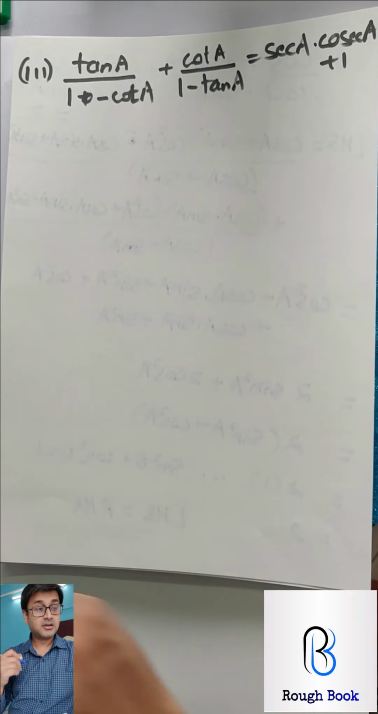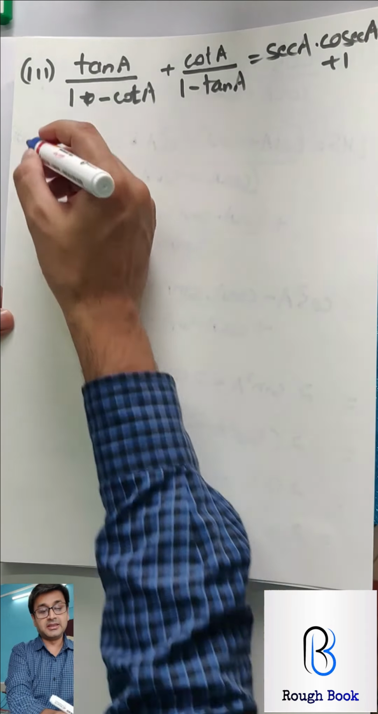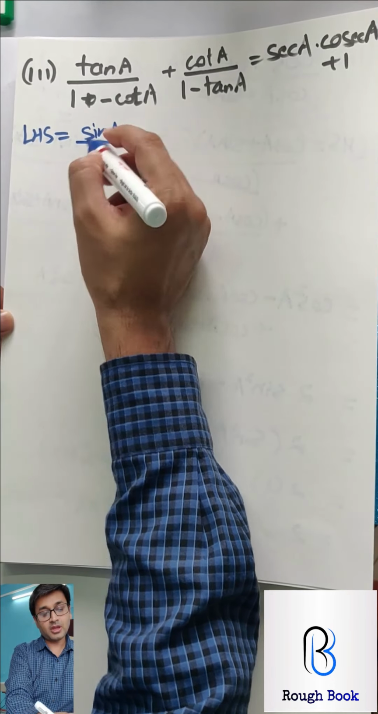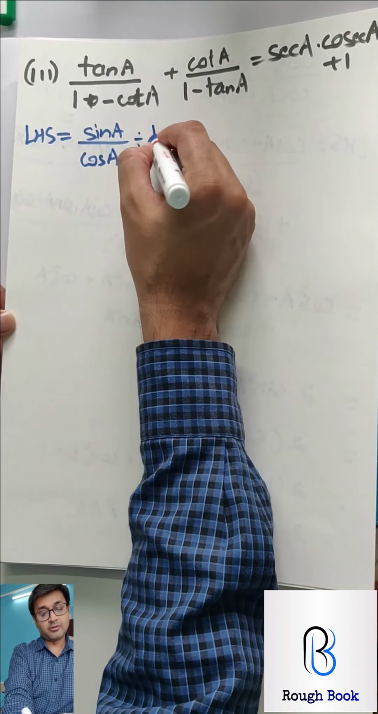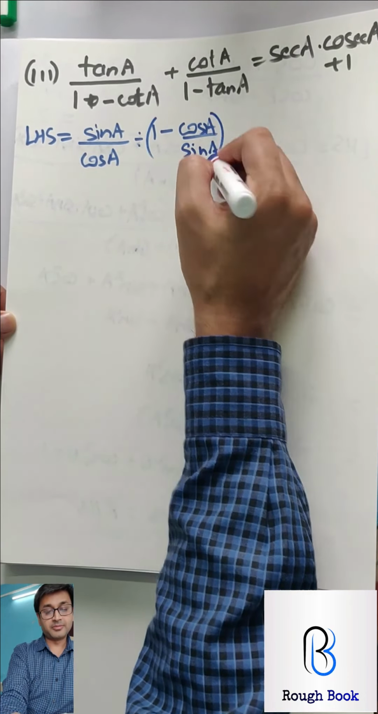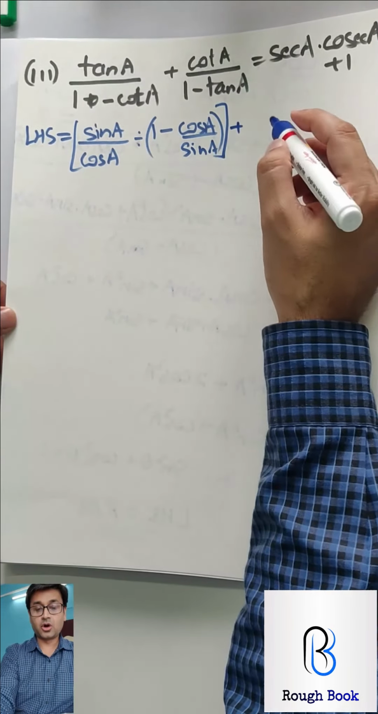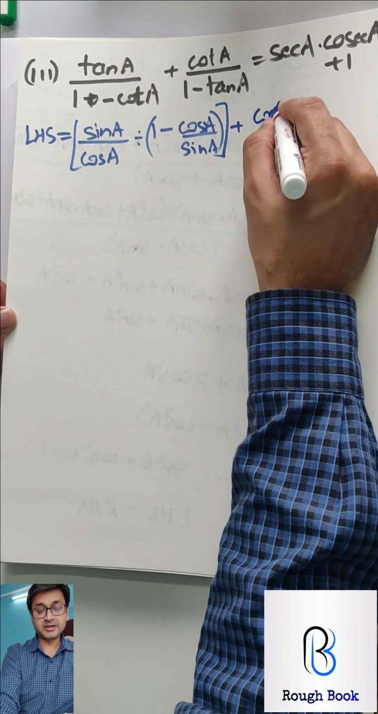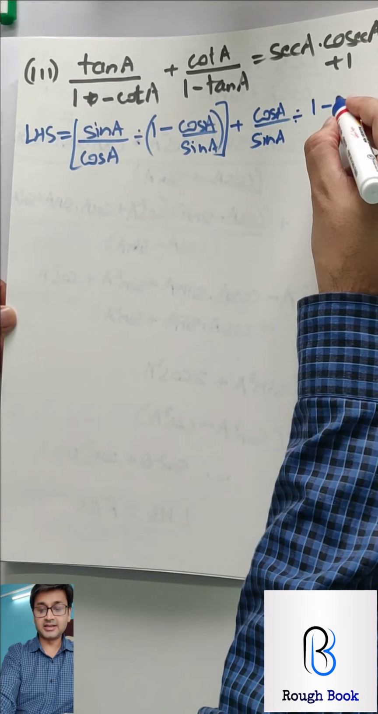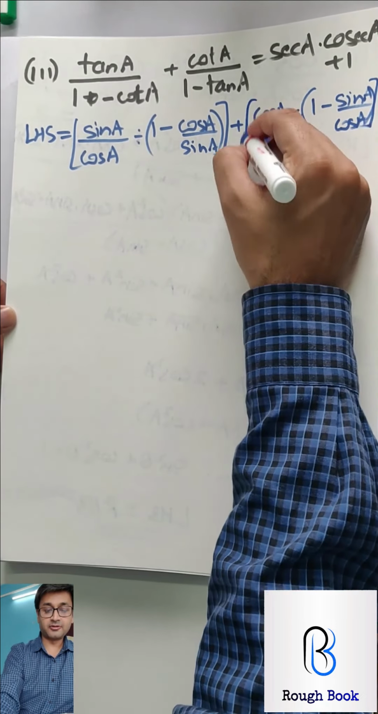Part 3. Convert everything into sin cos, and then gradually you will move on. This is a slightly lengthy sum, but they are not difficult. So tan a, which is sin a upon cos a, divided by 1 minus cos a upon sin a. This is in one bracket and the whole thing in another bracket. Please use brackets carefully, don't mess up, okay? Plus cot. What is cot? Cot is cos upon sin, divided by 1 minus tan. Tan is sin upon cos. So one bracket for this, another bracket for the whole thing.